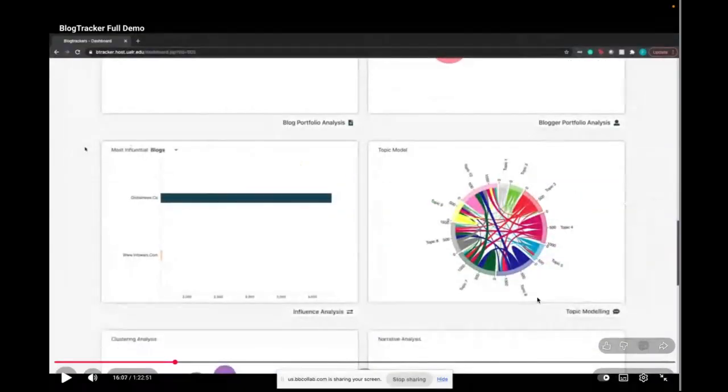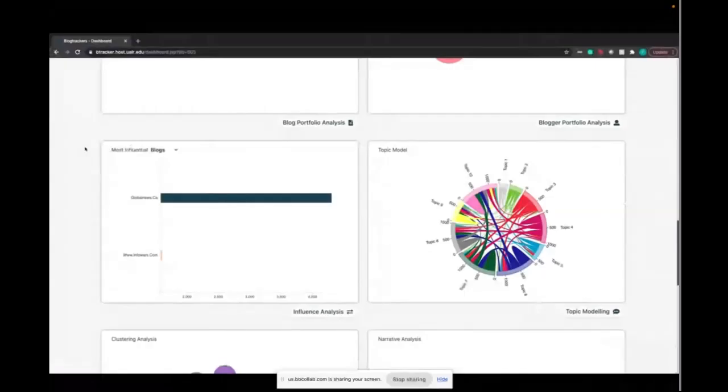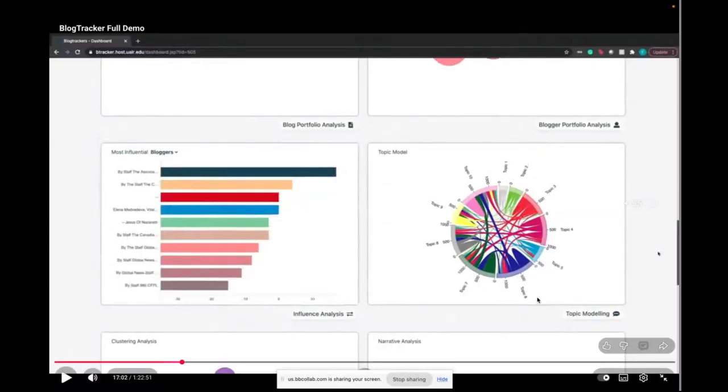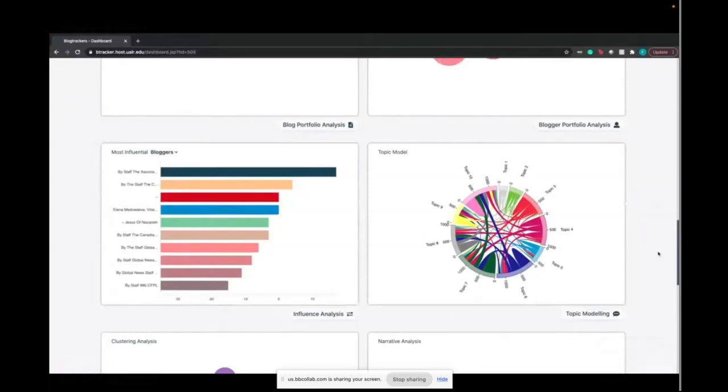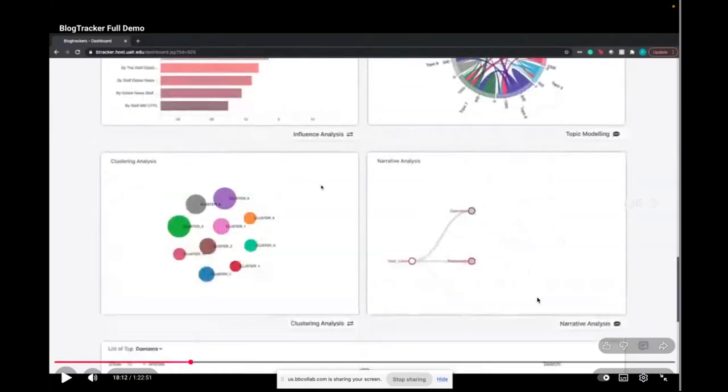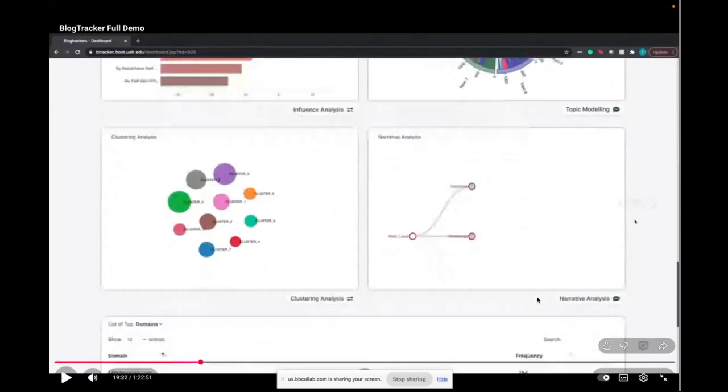This part is basically talking about how these blogs are actually influencing us, like which blog has the most influential score. There is also a drop down for the bloggers, like which blogger is actually causing this influence score more. Then we have topic modeling, like which topic is actually giving us richer data for analysis. And then we have the narrative analysis as well.